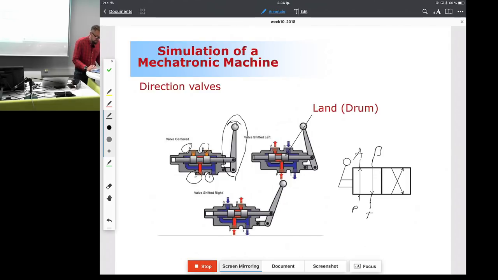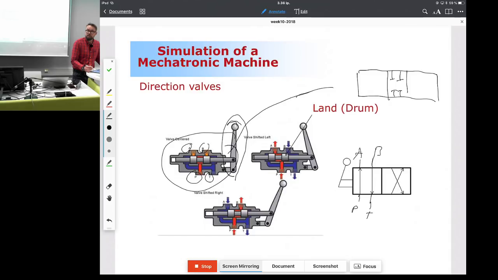Now, if this spool is in center position as it is shown here, then let me take a look. Well, actually, this is not drawing the symbol in a very good way because it seems to me that if it's in this particular position, then it's supposed to be such that here in the middle position, nothing is connected, right? Corresponding to this picture.